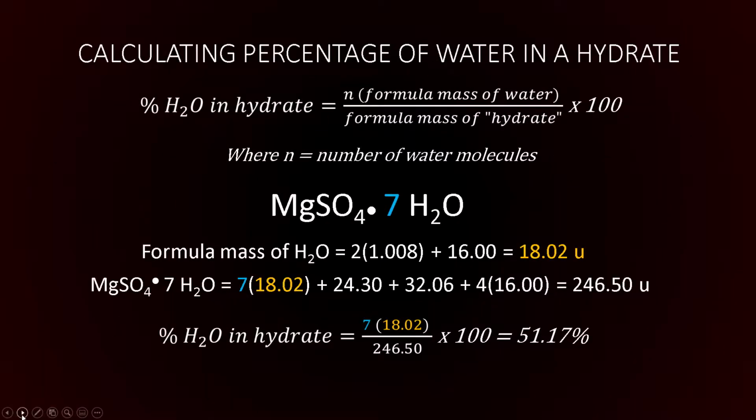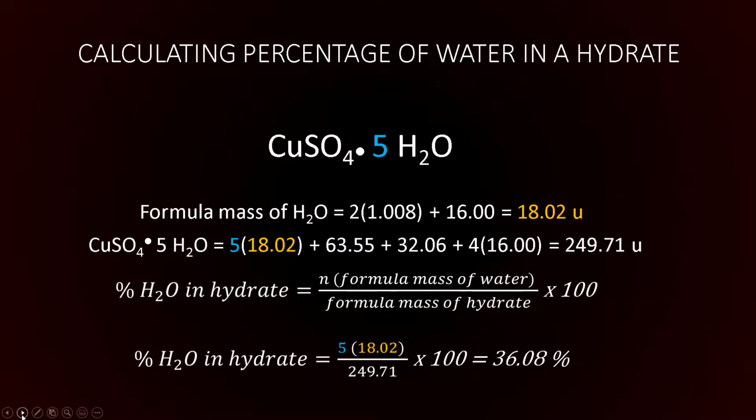We can calculate the percentage of water by mass in a hydrate from a formula. The calculation involves dividing the total mass of the water molecules in the formula by the formula mass of the hydrate. The calculation for magnesium sulfate heptahydrate is shown. This calculation shows that magnesium sulfate heptahydrate is about 51% water by mass.